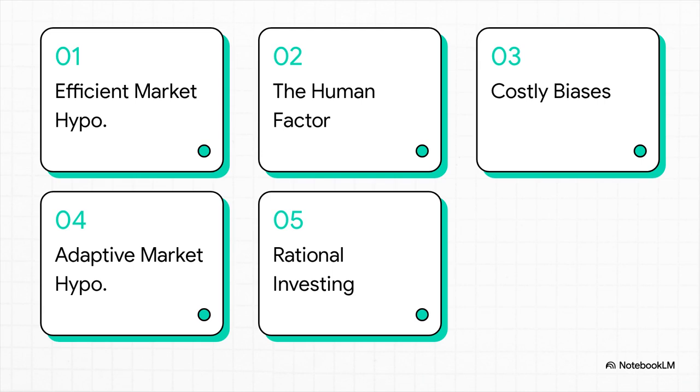Our journey through this topic will unfold in 5 parts. We are going to start with the classical theory, the efficient market hypothesis. Then we will introduce the human factor and look at some of the costly psychological biases that can affect investors. After that, we will explore a newer theory that helps to reconcile these two opposing views, which will lead us right to our conclusion, a practical framework you can use to become a more rational investor.